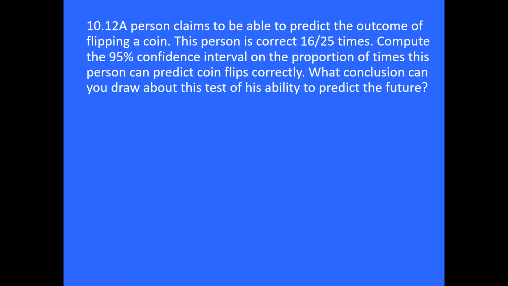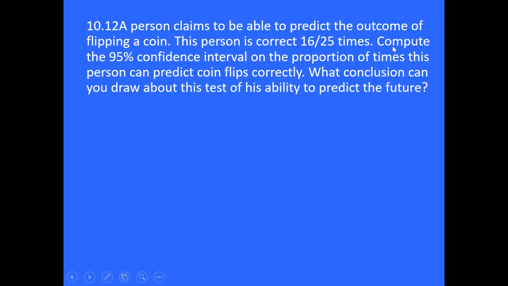This one says, a person claims to be able to predict the outcome of flipping a coin. So they basically flip the coin 25 times and he's correct 16 of those 25 times. Just on the face of it, that's better than 50-50. But we really only have one trial, so we can generate a confidence interval to see if this is compelling enough. Let's put it that way.